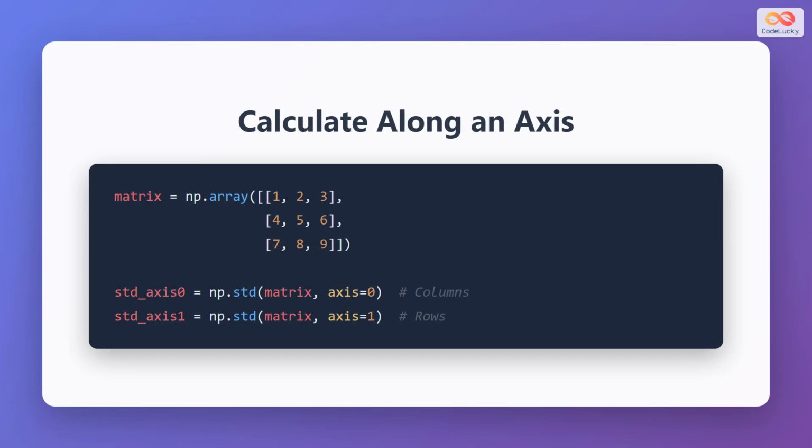For multidimensional arrays, you can calculate standard deviation along a specific axis. Here we have a 3 by 3 matrix. By setting axis equals 0, we calculate the standard deviation along columns, which gives us one standard deviation value for each column. By setting axis equals 1, we calculate along rows, giving us one standard deviation value for each row. This is particularly useful when working with datasets, where rows might represent different samples and columns represent different features.